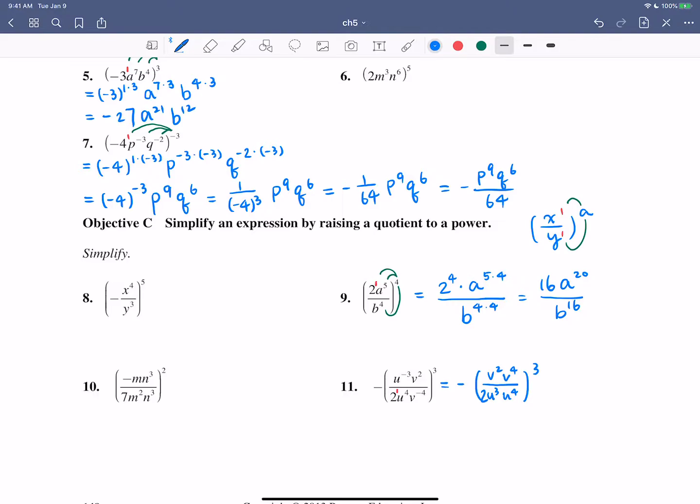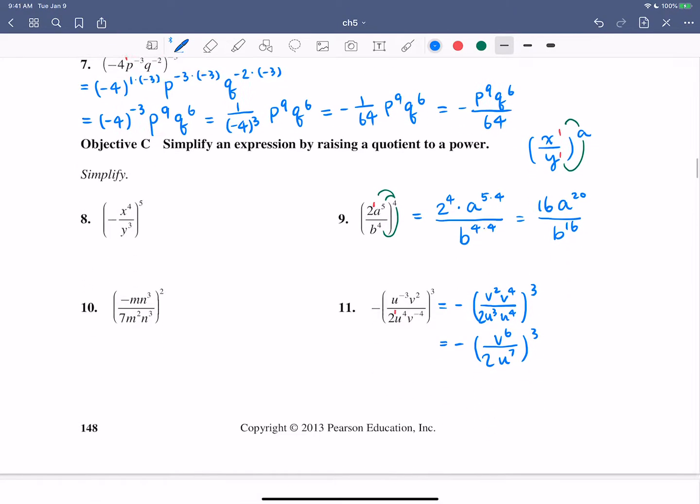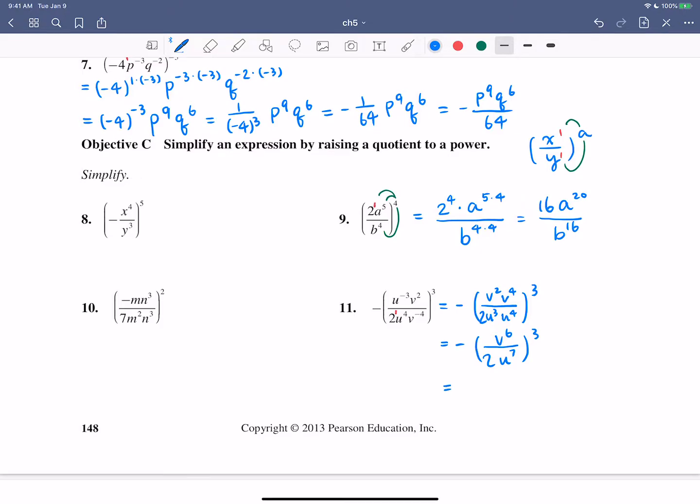Alright, once we finish moving them, we're going to simplify what's inside. On the top, we're going to apply the product rule: keep the base, add the powers. Downstairs, same thing. Write down 2, and then keep the base u, add the exponents, we get 7. Outside, we still have a 3. And then we are ready to distribute the 3 inside.